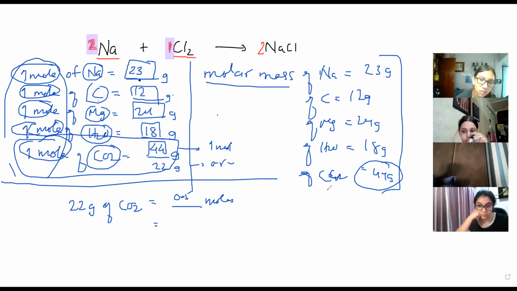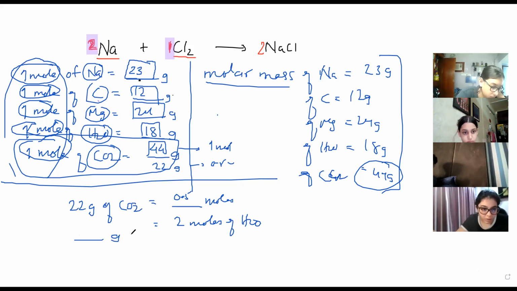Amina, if I have to take 2 moles of water, how many grams should I take? It's 36 grams. 36 grams because in 18 grams of water there is 1 mole, so 2 moles will be 36 grams. Easy. Okay.